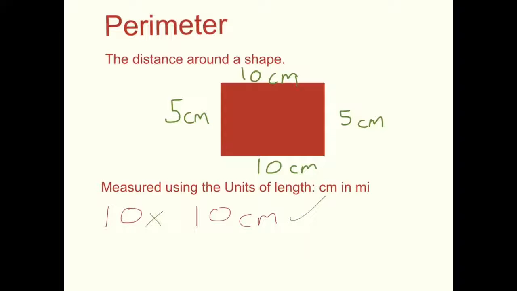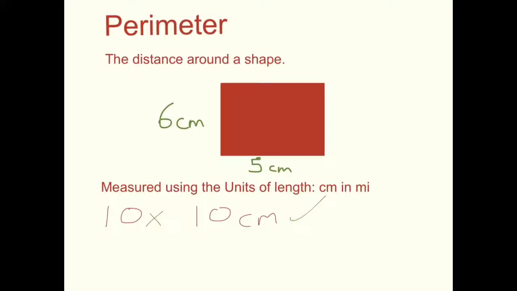Now this shape here has got sides that are the length of 5 centimeters, 10 centimeters, and 5 centimeters that side and 10 centimeters that side. So in order to find the perimeter, all we have to do is add up all the sides of the shape. So this is nice and simple. All we have to do is do 10, add 10, which gives us 20, add 5, which gives us 25 centimeters, and add 5, which gives us 30 centimeters. So we would say the perimeter of this shape is 30 centimeters.